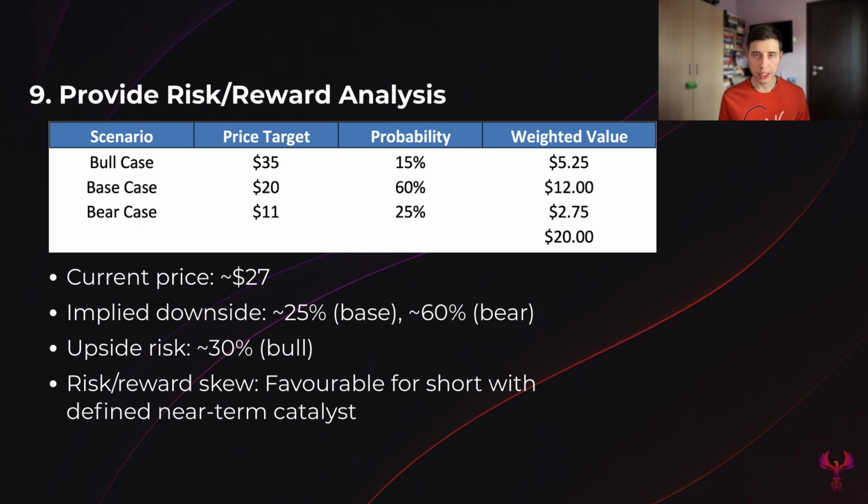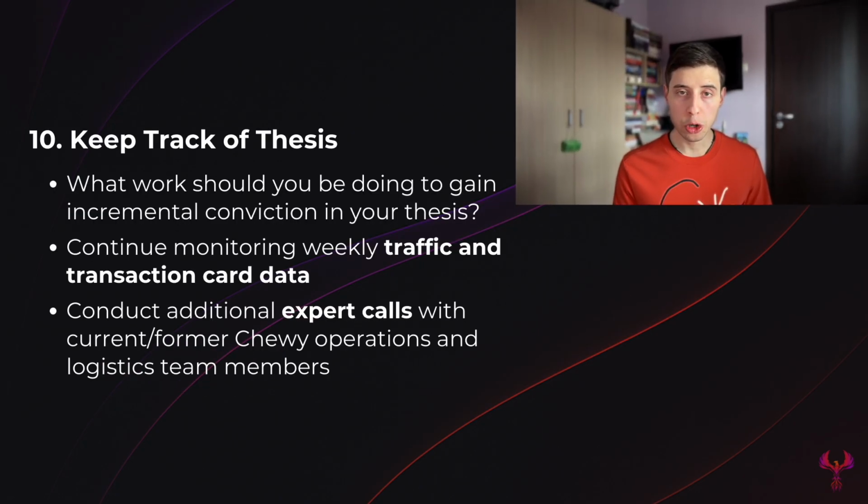Step 9 is the risk and reward analysis. Here, you assess the potential upside and downside of your idea by laying out base, bull, and bear case price targets. You assign a probability to each outcome based on your thesis. Then you calculate the expected value of the stock price by taking the weighted average of those scenarios. We are short CHWY because the probability weighted expected value of the stock price is $20, which is below the current price of $27.